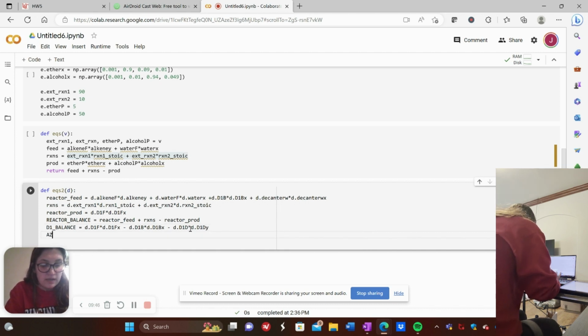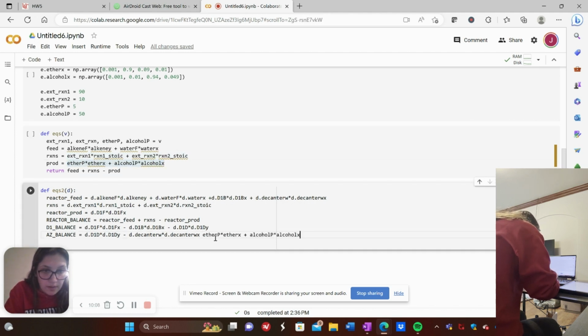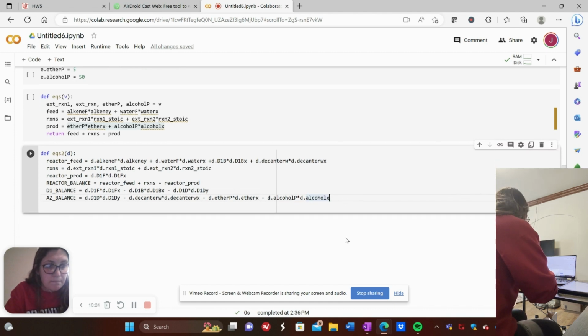Next up is our AZ balance. So now this has this output here as an input, and then it also has this decanter water as an output, as well as what we had as outputs for the. Now we have to add the dot in front of all of those. Change this sign here to a negative sign. There we have our mass balances.